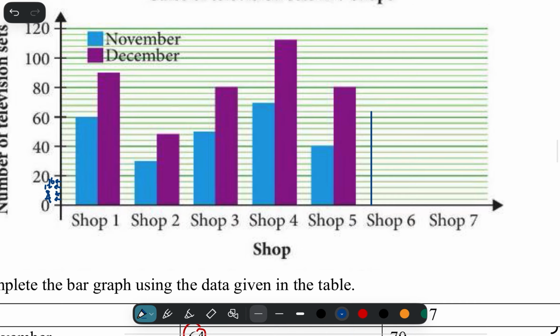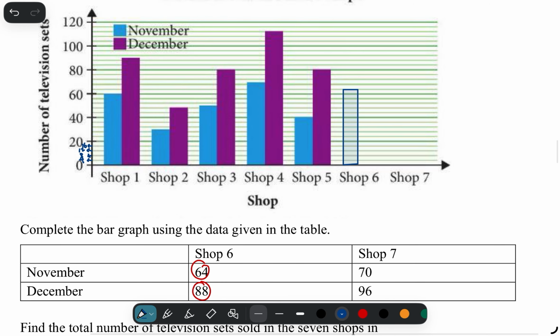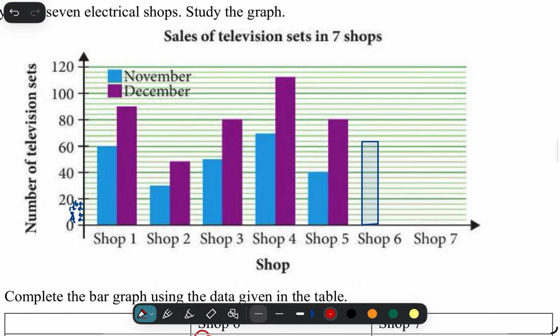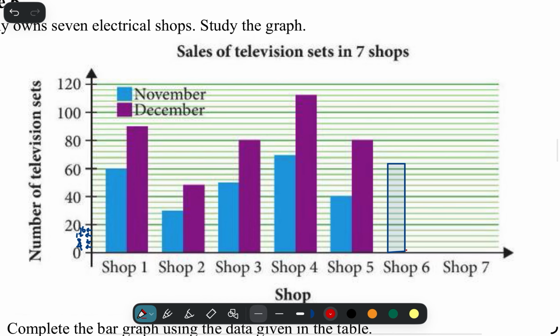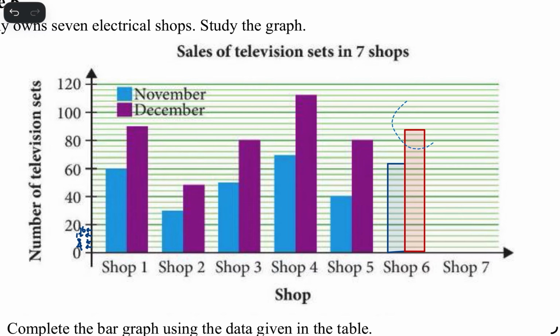Okay, so over here 64 should look something like this. Okay, this is 64. Then purple I use red. December is 88. I will draw 88 over here. Okay, yeah, so for shop number 6, you should look something like this.